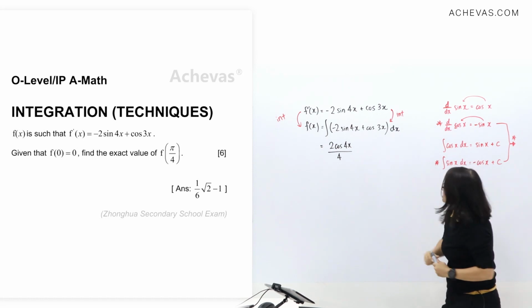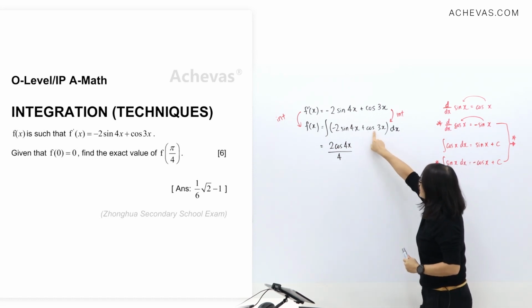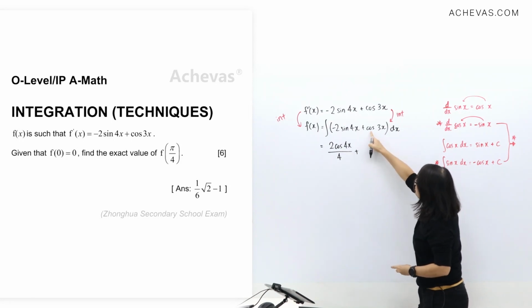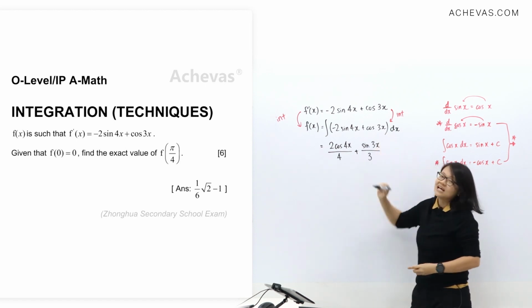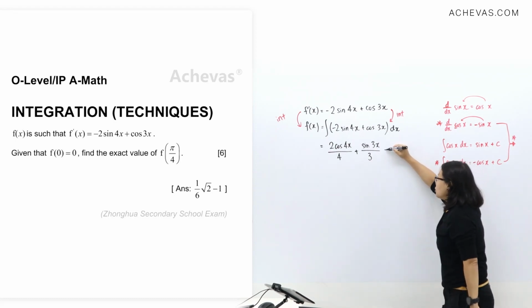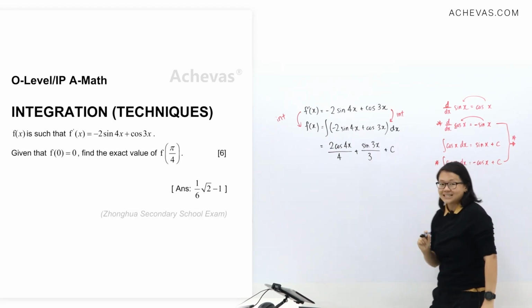So let's do this one here now. Integration of cosine will stay the same sign, so it's a plus. I'm going to write a plus here. Changing cos to sine, copy back the angle 3x, and divide by the coefficient of x, in this case 3. Now remember to put plus c here, which is a constant.